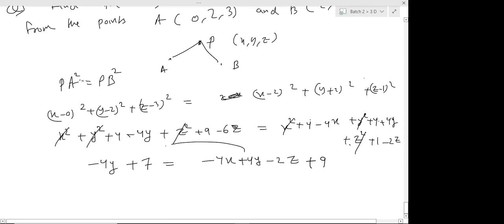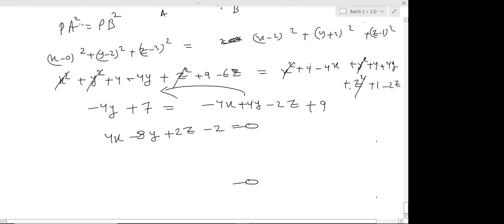Now let's bring all of this to one side. So we have 4x minus 8y plus 2z minus 2 is equal to 0. We can take 2 common, so we have 2x minus 4y plus z minus 1 is equal to 0. Is it clear? This is the locus. Is it clear, everyone?